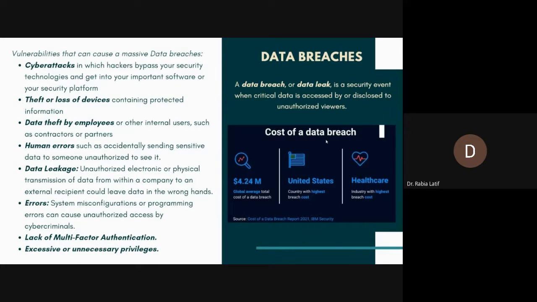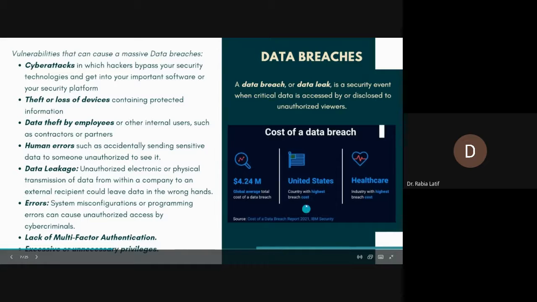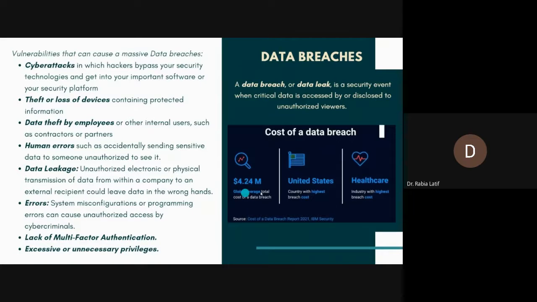Then we have excessive or unnecessary privileges. If you are giving any employee excessive privileges to any particular system or data, this may cause a very massive data breach. According to an IBM security report published in early 2021, the global average total cost of a data breach is $4.2 million. In the same study, the United States has the highest breach cost, and with respect to industry, the healthcare industry faces the highest breach cost.